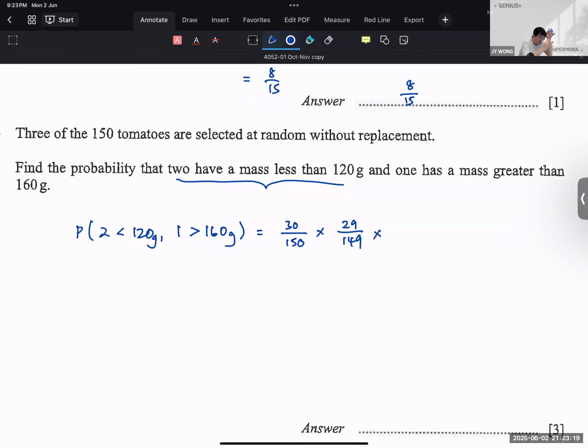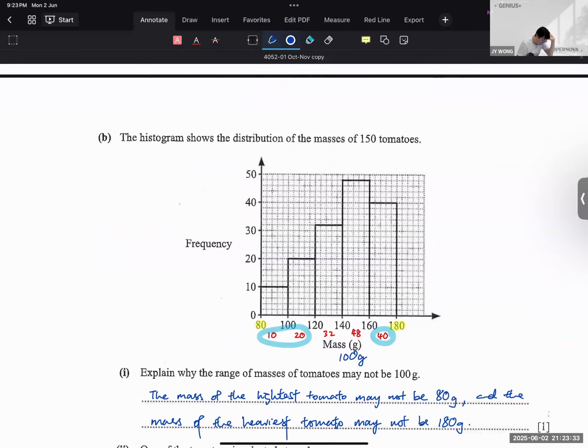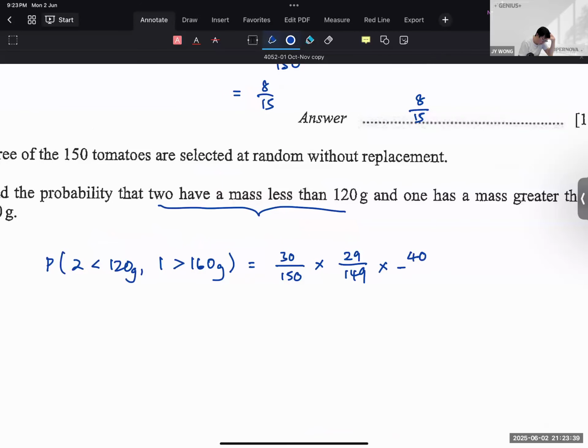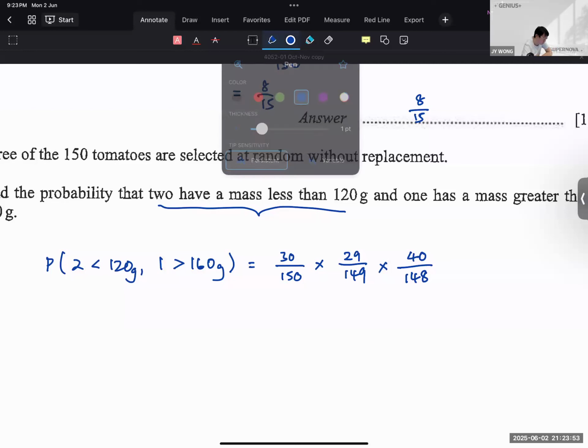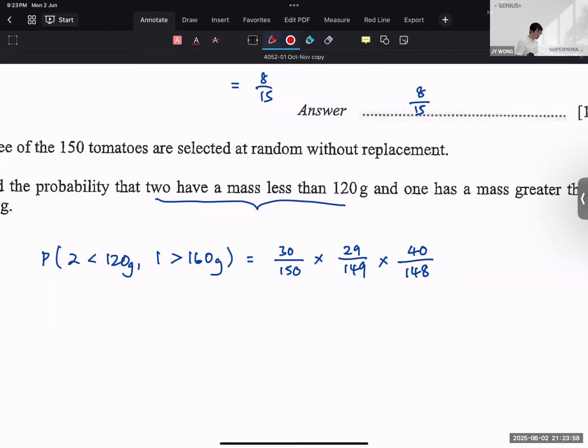Then now the probability that your third tomato has a mass greater than 160, Jake, is what? Greater than 160 is 40, right? Yeah, it's 40. But now it's out of 148, right? But that's not the answer. What do I need to do to this? How many scenarios are there possibly? There are 3 possible scenarios.